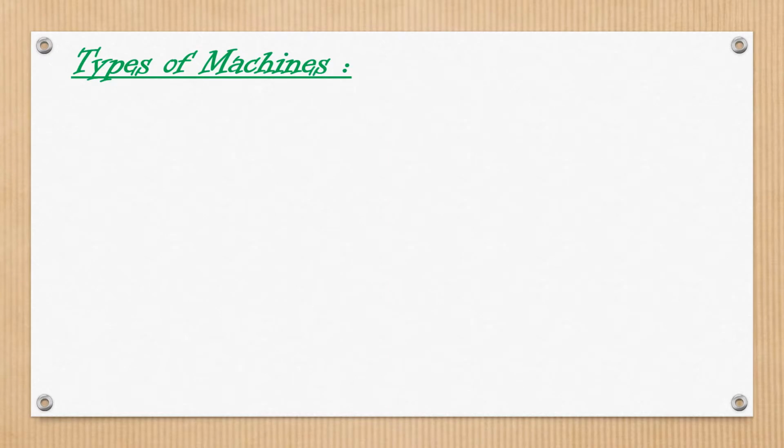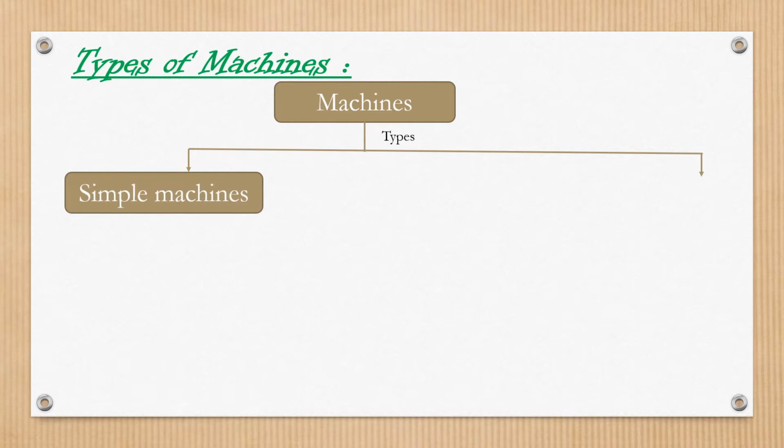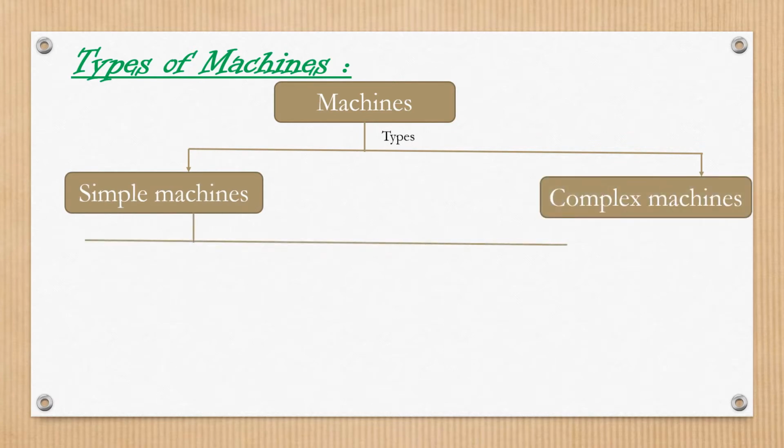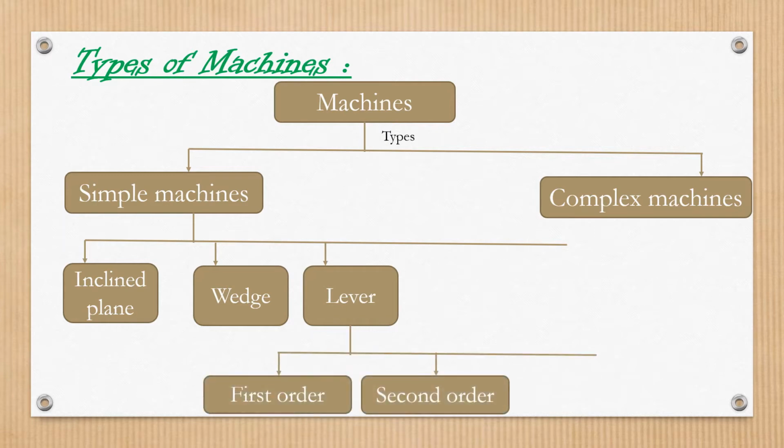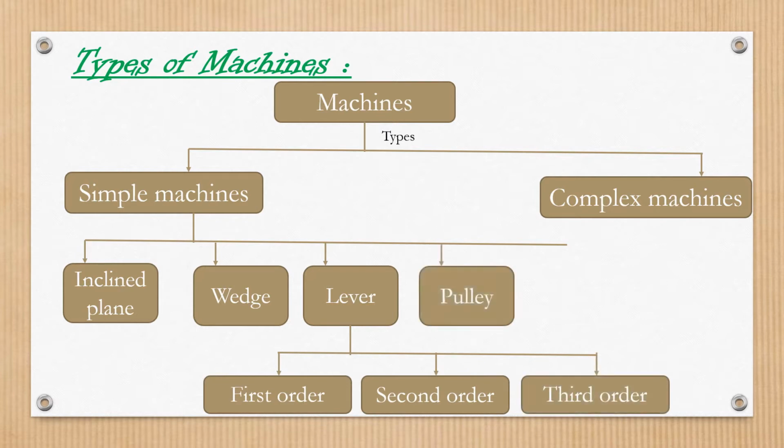Now students, let's understand the types of machines. Machines are of two types, that is simple machines and complex machines. Simple machines are further classified as inclined plane, wedge, and lever. The orders of lever are determined by the position of the effort, fulcrum and the load, as first order lever, second order lever and third order lever. The simple machines also include the pulley and the wheel and axle.